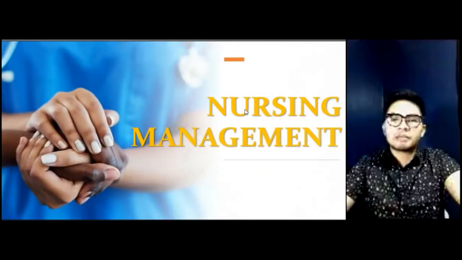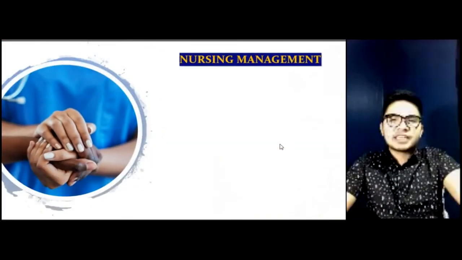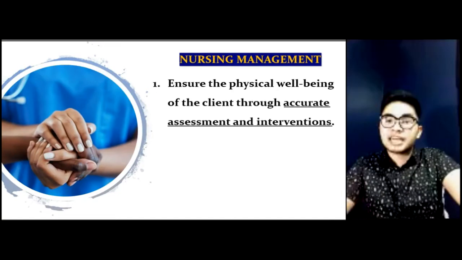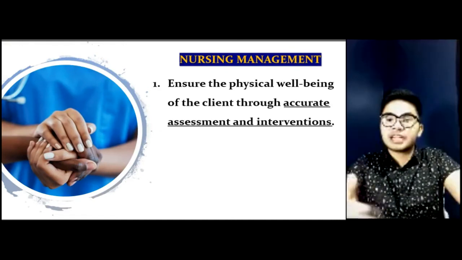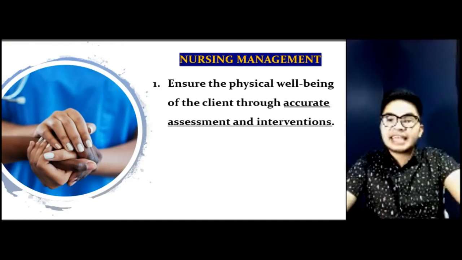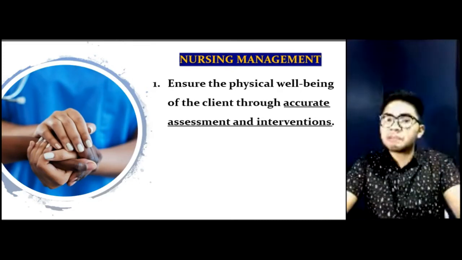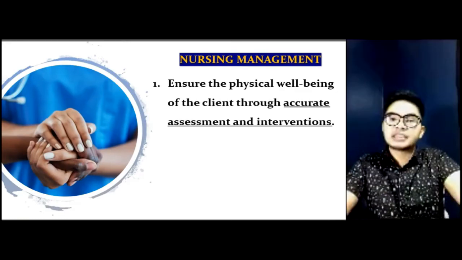As a nurse, ano ang dapat natin kailangang gawin? Number one is ensure the physical well-being of the client through accurate assessment and interventions. We are going to review the pertinent history and the history of this pregnancy. We are going to measure the abdominal girth and the fundal height to establish baseline data regarding the growth of the uterus. We are going to assist the patient in obtaining the urine specimen for the urine test of HCG.